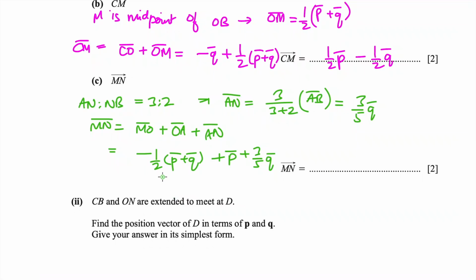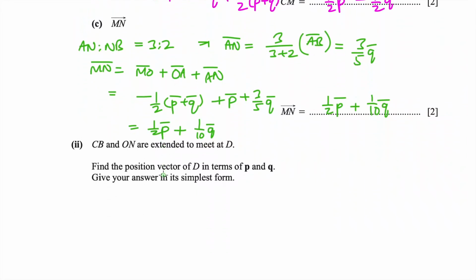So this is P bar minus half P bar, which is equal to half P bar, and minus half Q bar plus 3 by 5 Q bar. If I write it as 6 by 10 minus 5 by 10, this would be plus 1 by 10 Q bar. So this is 6 by 10 Q bar minus 5 by 10 Q bar, which is 1 by 10 Q bar. So MN bar is 1 by 2 P bar plus 1 by 10 Q bar. That completes the question.